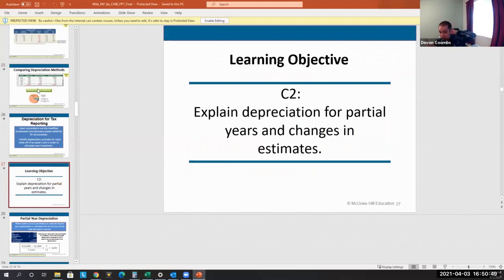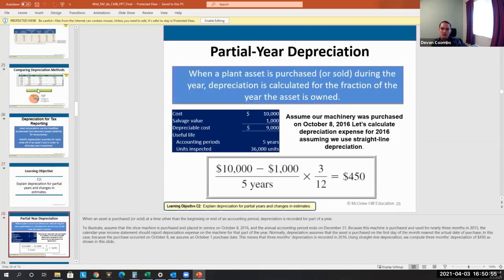So now, since we got the gist of the different depreciation methods, let's talk about what we do for partial years and changes of estimates. So all these are estimates at the end of the day, right? Let's not get confused. Saying that a computer is going to last for 5 years doesn't mean it's necessarily going to last for 5 years. It might go quicker. It might go longer. And ultimately, we're going to have to revise our estimates yearly.